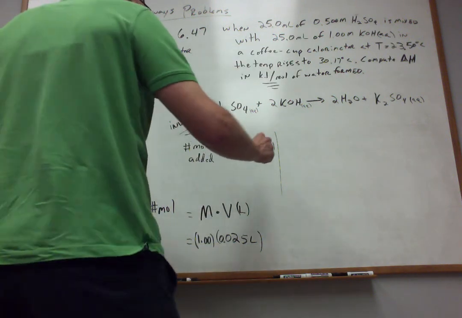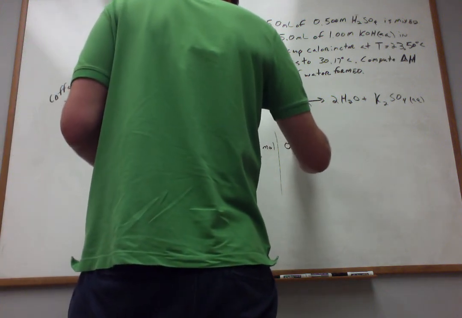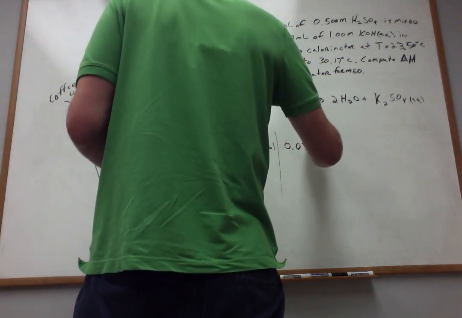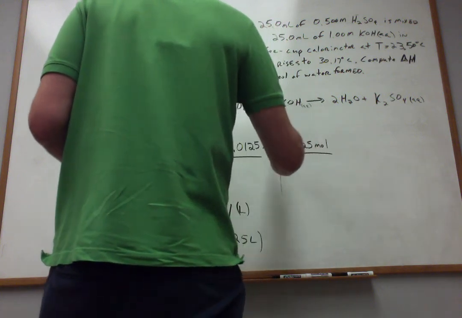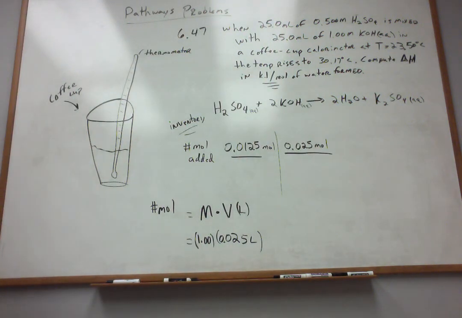So as a result, if I'm doing my inventory of how much base I've got, 0.025 mole of my KOH initially. Now this is what I'm adding, I'm mixing together inside of my coffee cup, which is going to be my reaction system. Okay, now once these acids and bases mix, we know that acids and bases like to react with one another, to neutralize one another, to form water.